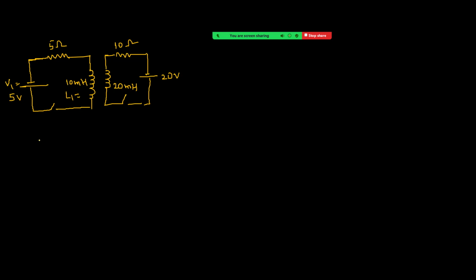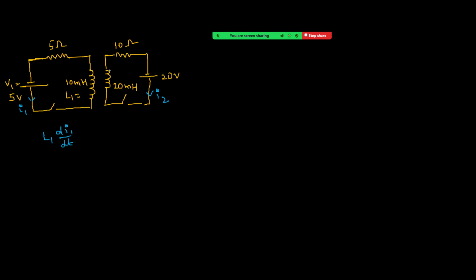So coming to here, let me take the current. Take it as I1. This is I1 and this is I2, which depend on time. Self-inductance given is L1. Then the EMF induced is L1 into dI1 by dt. This is the EMF induced because of self-induction.